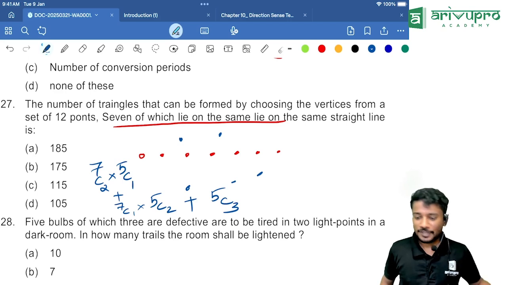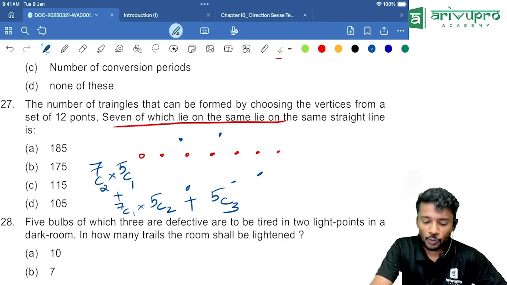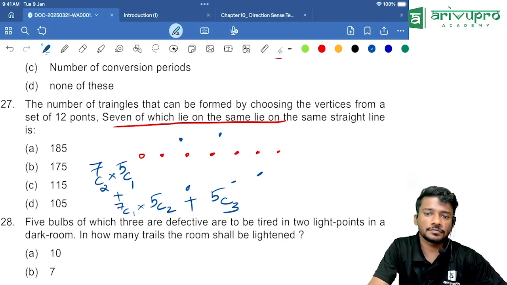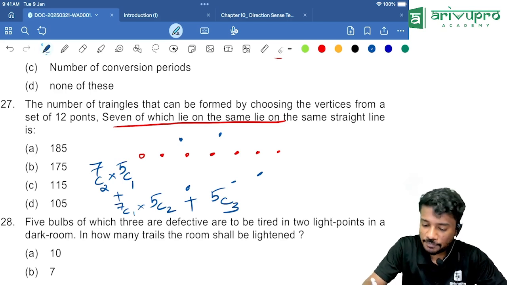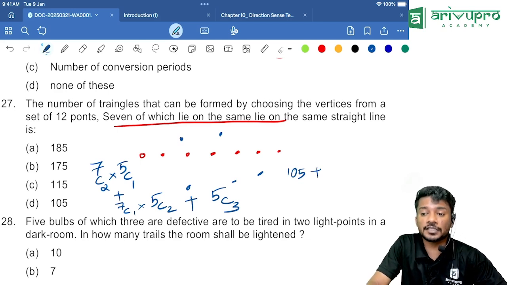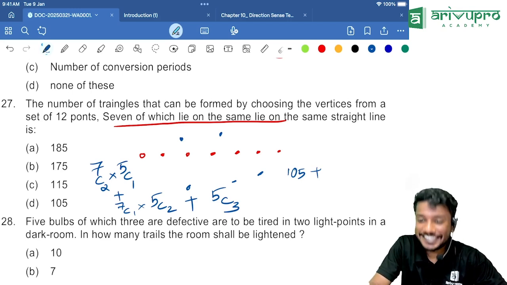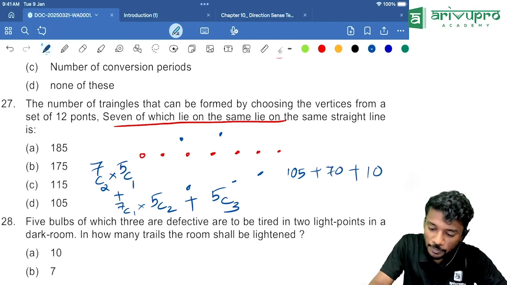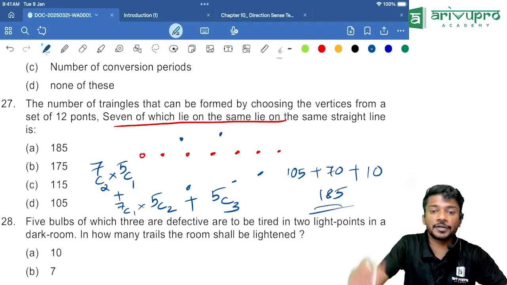Yes, 7C2 into 5C1. 5C1 is how much, people? 5C1 is 5. 7C2 is how much? 21. 21 into 5 is 105. Plus 7C1 is 7. 5C2 is how much? 10. That means 7 into 10 is 70. Plus 5C3 is how much? How much is the answer? 185. Did you get the point?